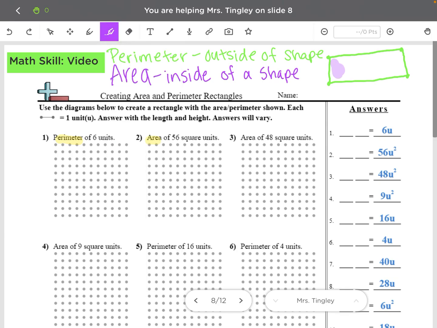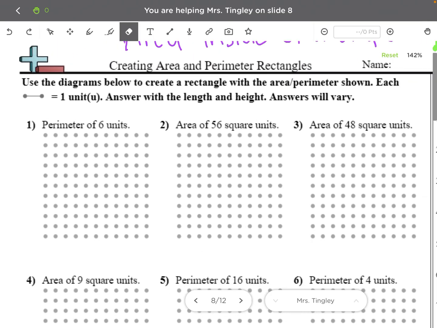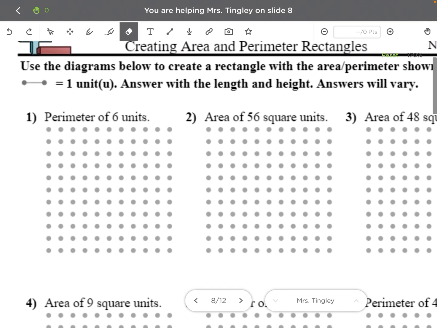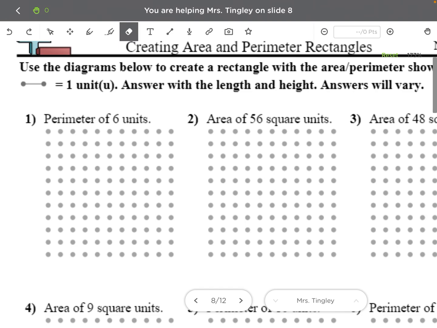And the area, we'll grab my highlighting tool in purple, is all of the inside. And I can find that by multiplying the length times the width. So let's go ahead and we are going to find and draw some of these shapes.